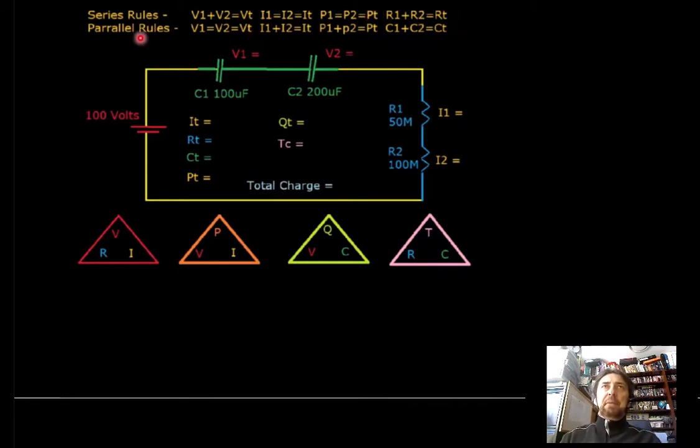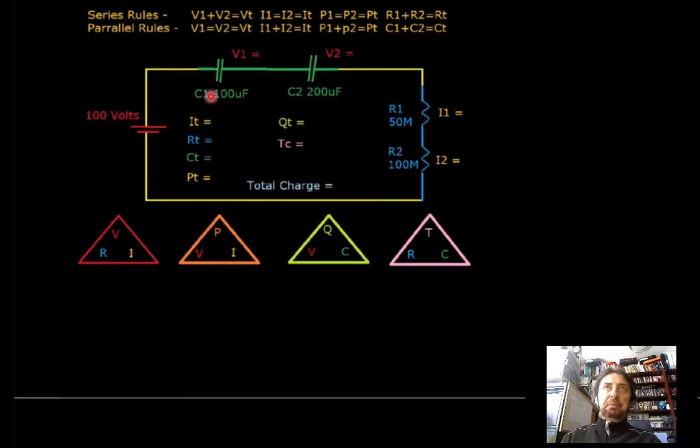Now, when we get into parallel rules, there's a different set of rules in regards to that, because here in parallel, if we have two resistors in parallel, then the voltage would be equal in both of those resistors and also capacitors. But the total capacitance is added. So in a parallel world, we add the capacitor value.